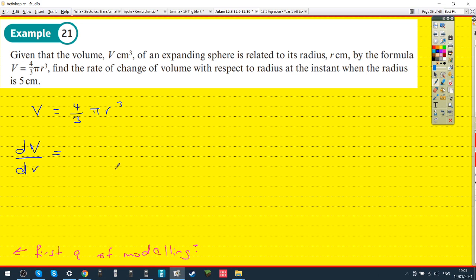Wait, so it's 4 over 3 pi r cubed over 5? It is differentiate. So if this was y equals 4/3 pi x cubed, what would be dy/dx? 4 over 3 pi times 3x squared. And it would be times by 3. So power times coefficient.